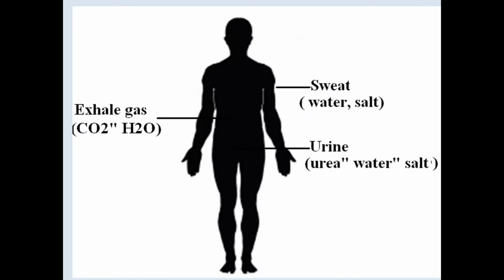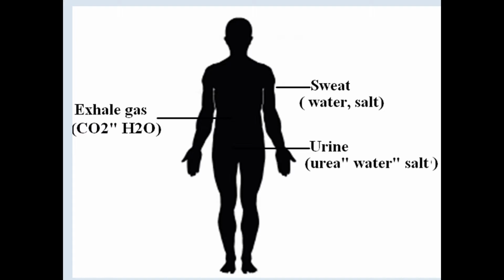In a body, there are organs and systems to eliminate or excrete out these byproducts of metabolism. Your skin is such an excretory organ. It excretes out sweat. The sweat contains water and salt. Your lungs are another excretory organ. They release carbon dioxide and water vapor.